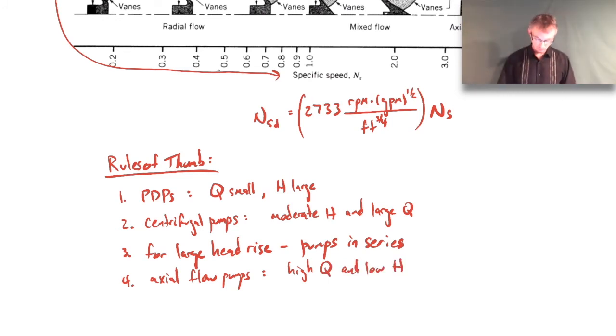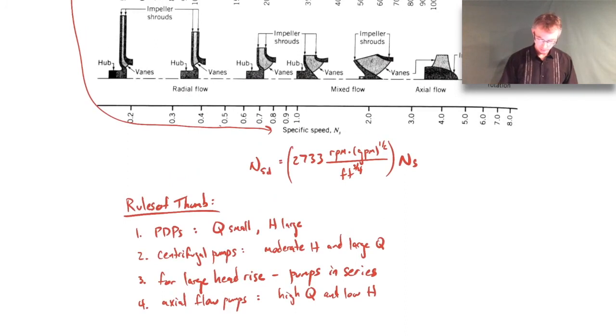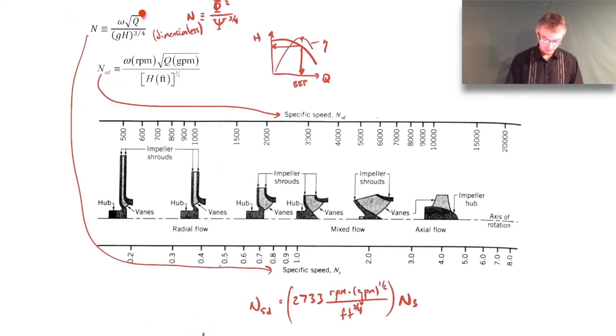And again, you can figure those things out just from the specific speed, since the specific speed has the flow rate in the numerator and the head rise in the denominator. So large specific speeds means large flow rates, smaller head rises. Lower specific speeds correspond to lower flow rates, higher head rises.